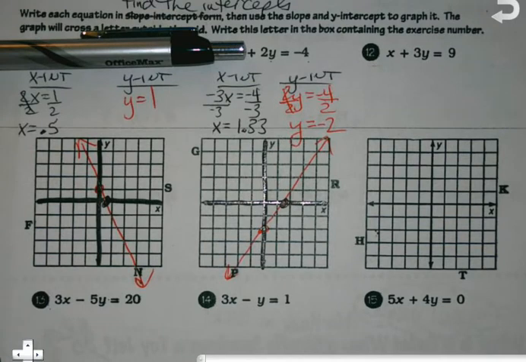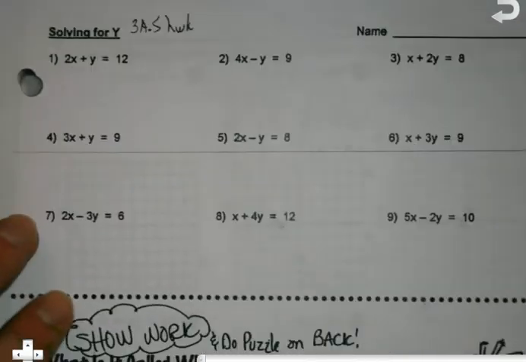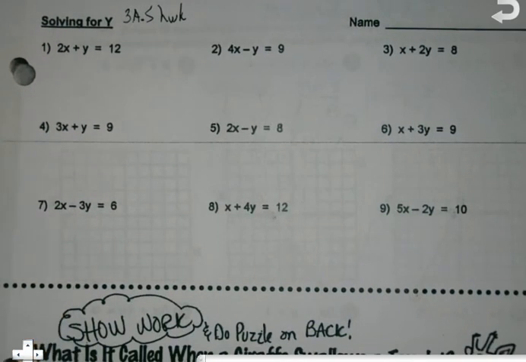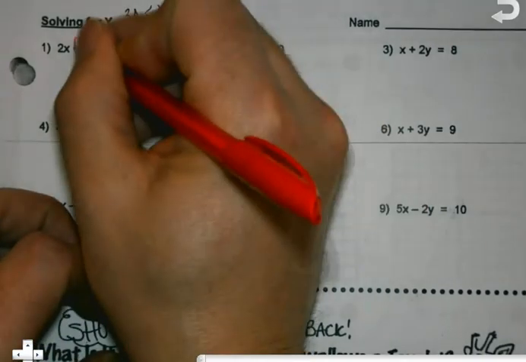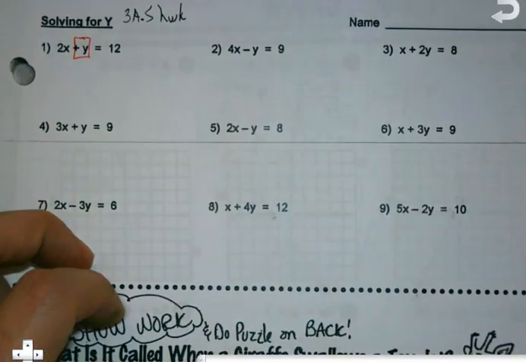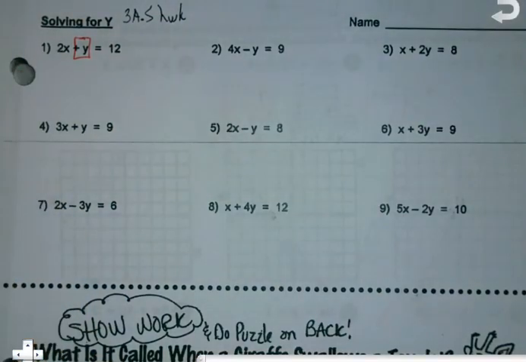So that's what we're looking at here on the back. On the front side, you're like, ooh, this looks a little different. Solve for Y. What? In other words, get Y on a side by itself. And that's what's going to work the whole way down on this one. So for instance, in number 1, if I want to get Y by itself, how do I get the 2X out of there? Minus it.